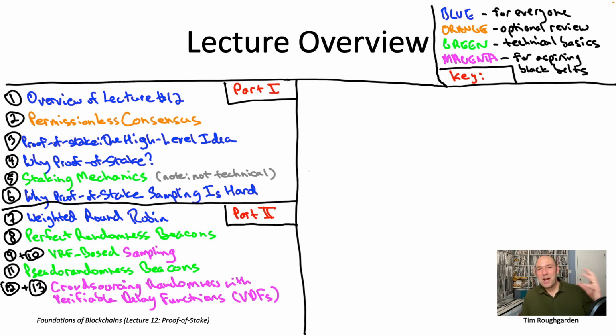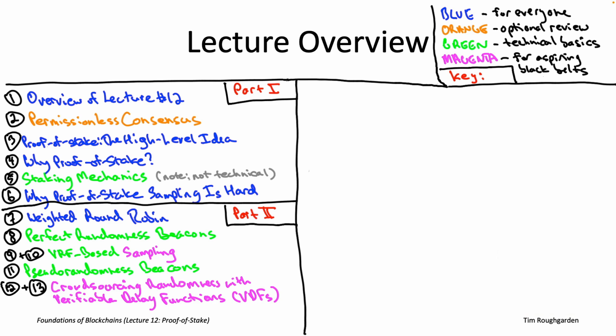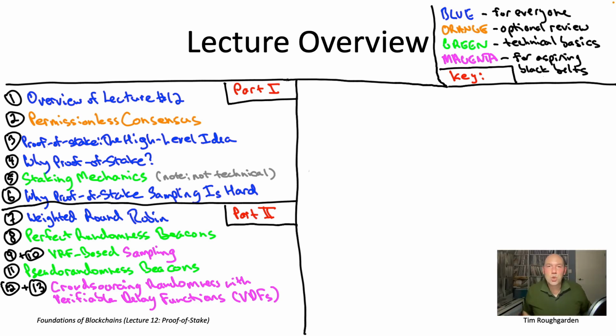So for the intrepid among you who are actually watching all of the Magenta videos, when you get through part 2, you'll be not just at the cutting edge of proof-of-stake blockchain design, actually a little bit even beyond it. So moving on to part 3.